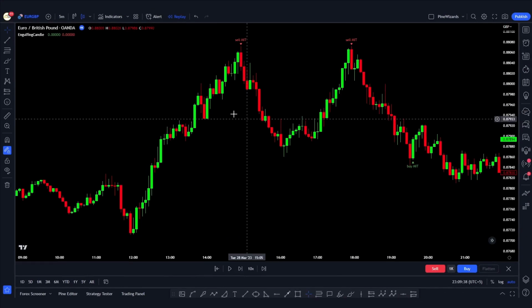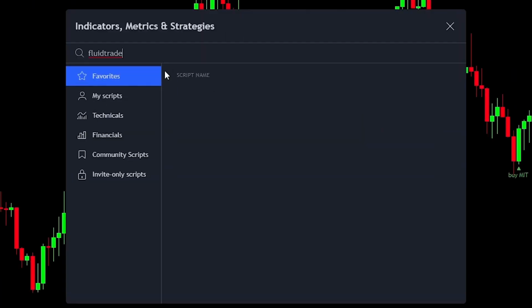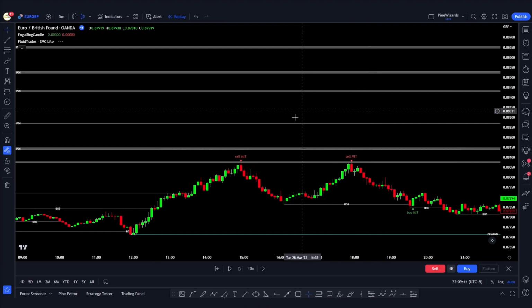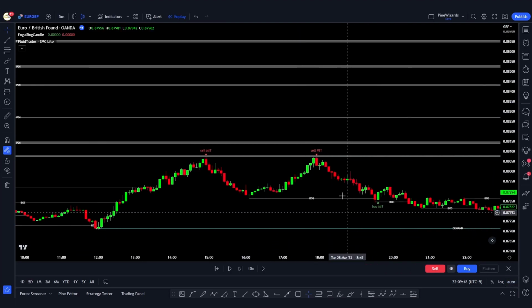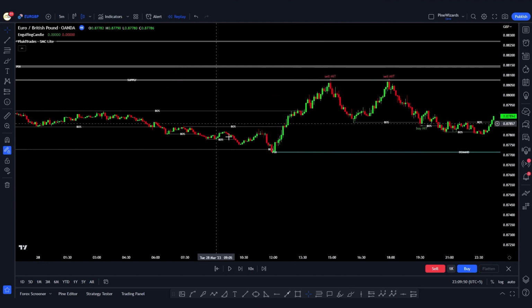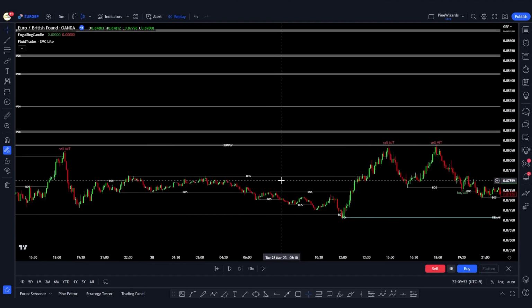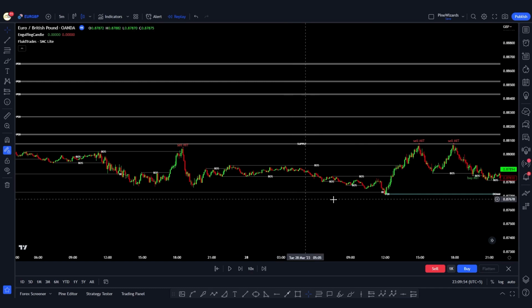Now let's go ahead and add the second indicator, that is the Fluid Trade SMC Light. Once we add this to the chart, this indicator is very unique because it gives us an idea about the supply and demand zones on the chart. In order to adjust this, because you can see that there are a lot of zones being plotted, we want to filter these out.